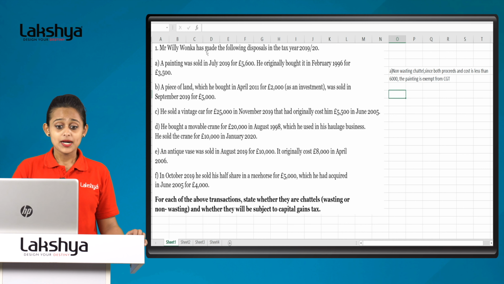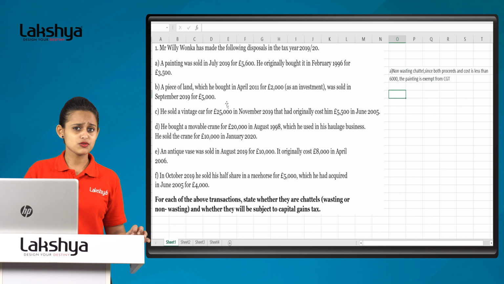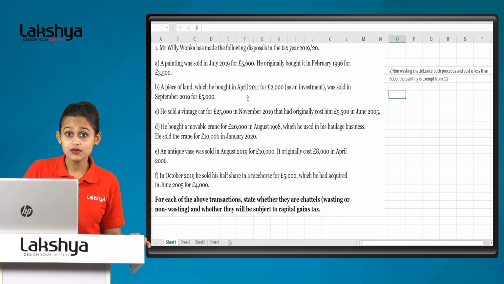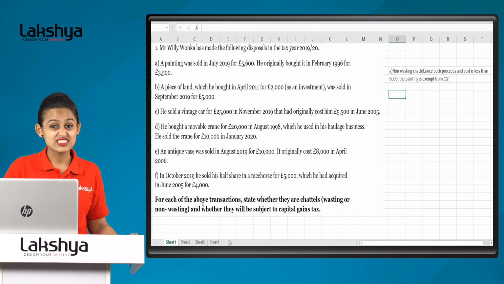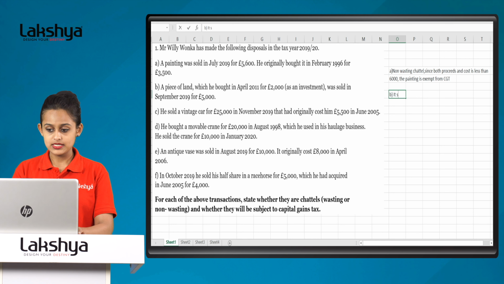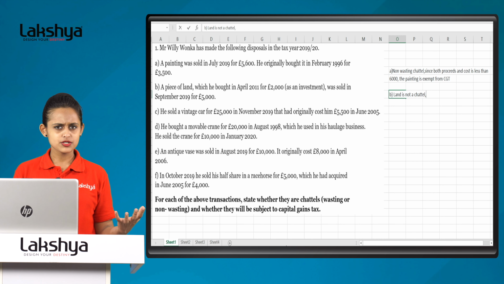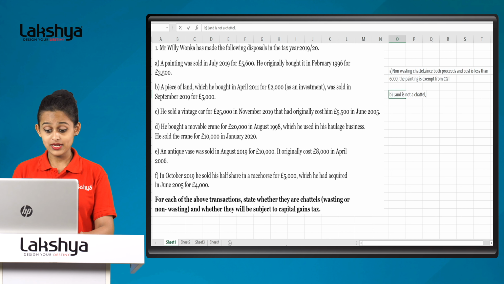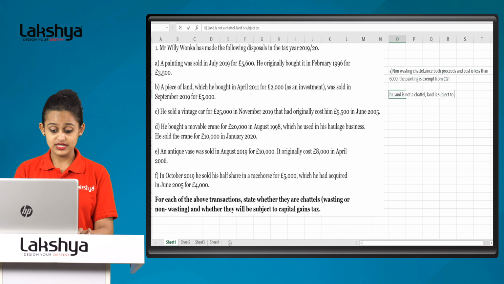Let's look at B. A piece of land which he bought in April 2011 for 2,000, which was sold in September 2019 for 5,000. So, is this a chattel? A big no. It is not a chattel, it's land. Is it tangible? Yes. Is it movable? No. So, therefore, it is not a chattel. So, I am going to write, land is not a chattel. Then, is it subject to CGT? Definitely it is subject to CGT, because there is no exemption for land. So, we can write land is subject to CGT.